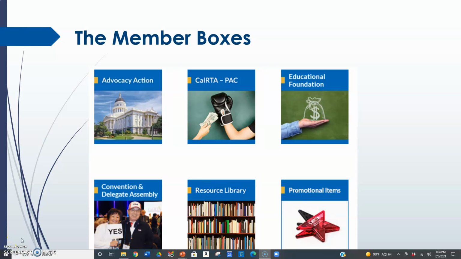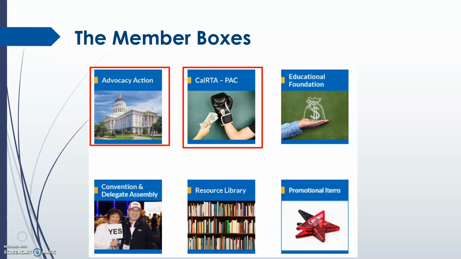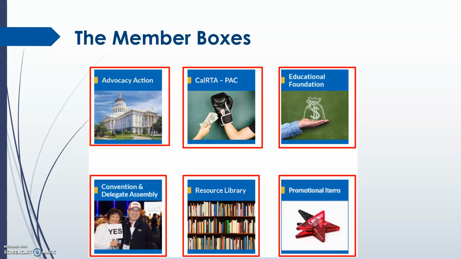The remaining 6 boxes include 4 that are also found on the CalRTA homepage: Advocacy Action, PAC, Educational Foundation, and Resource Library. Clicking on the Convention and Delegate Assembly box will take you to information and resources for past or upcoming conventions. The Promotional Items box takes you to a page where you can order a variety of CalRTA promotional items, such as water bottles, pens, magnets, and tote bags.